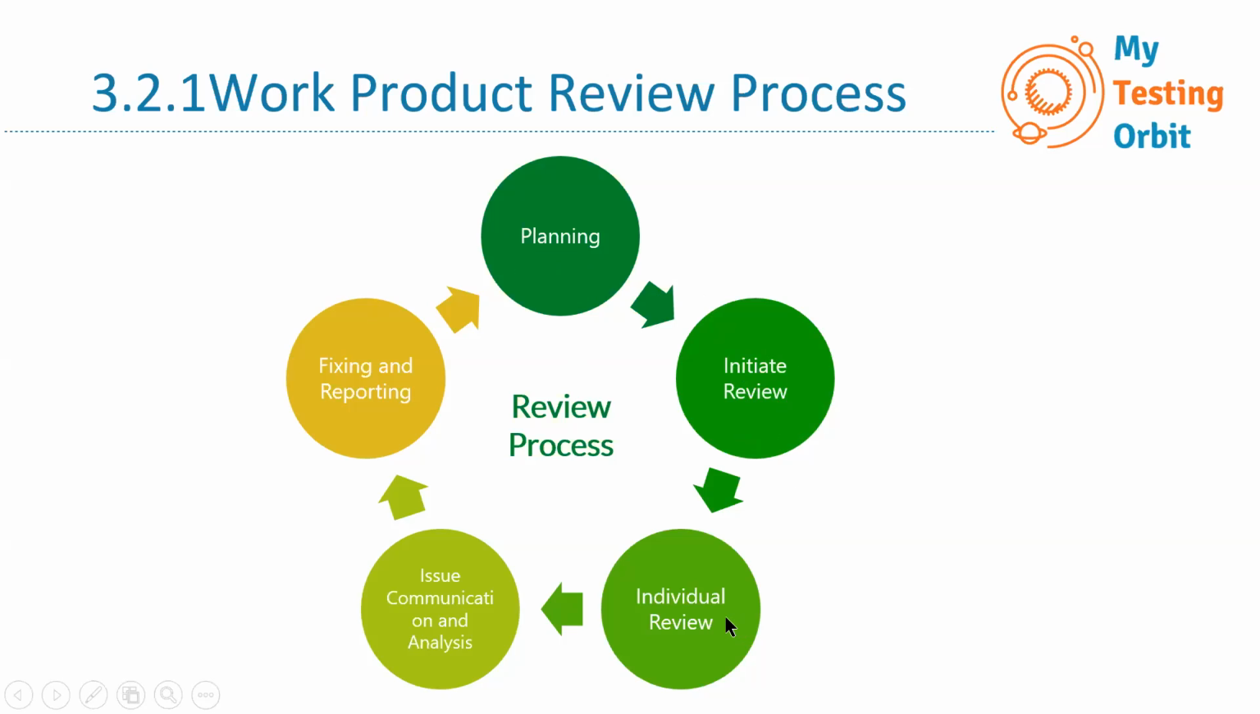Then individual review. Let's say maybe there is one person who is doing the review in that team for a specific work product. Issue communication and analysis. So when the review is done, that individual communicates any kind of issues which are identified as part of the review, and then analysis is done, and if it needs fixing, then they are fixed, and then the reports are generated. So this is the review process, and each of the steps we will go through in detail.